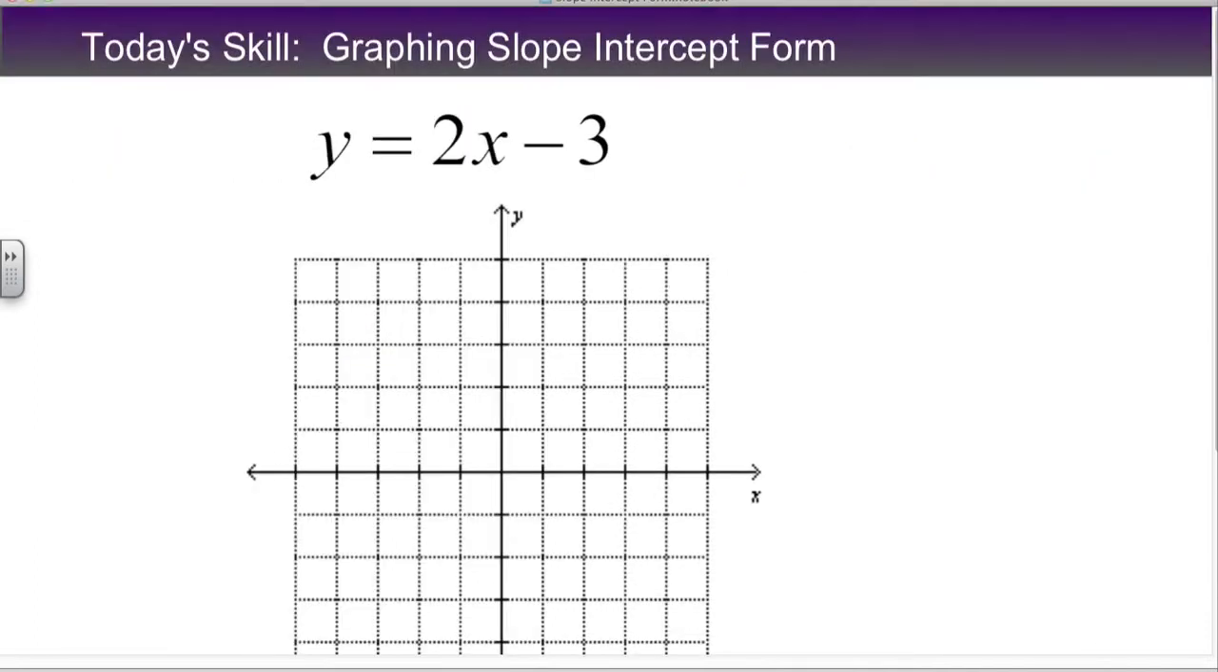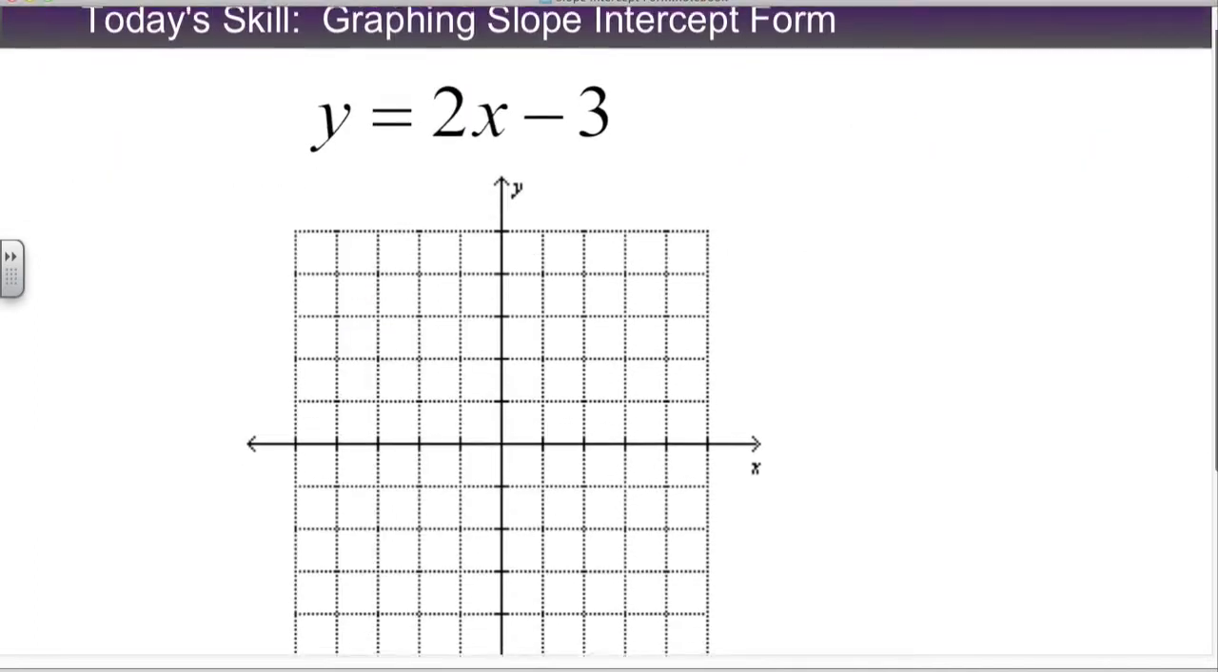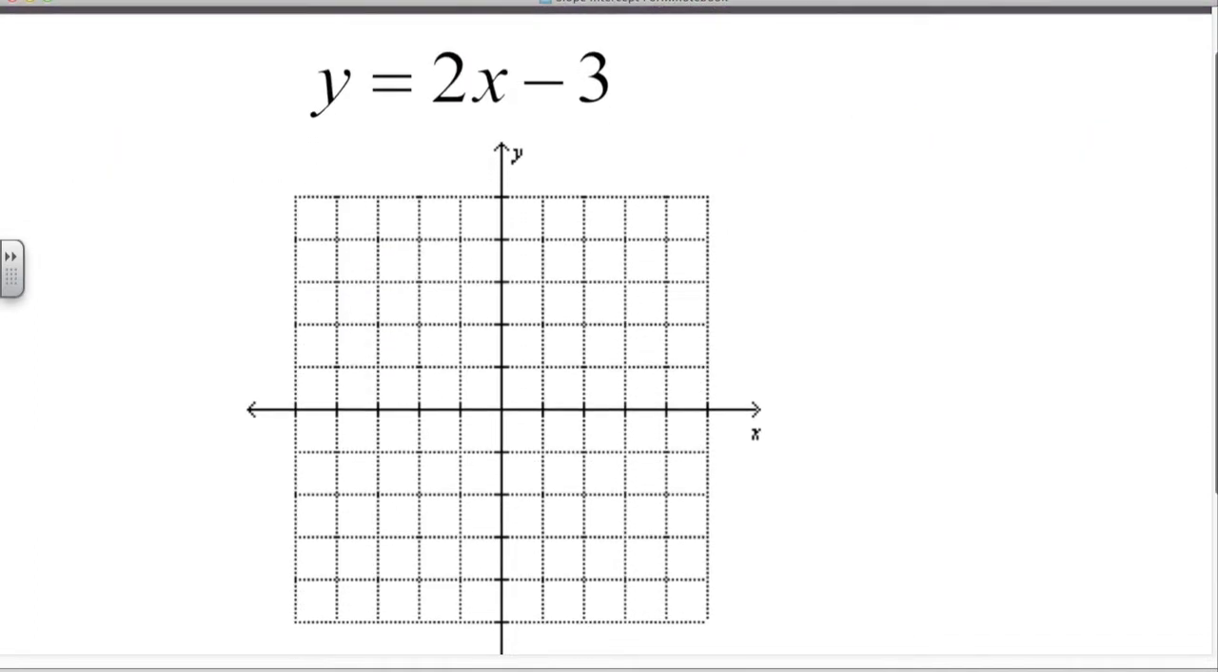Okay, so let's do another example together. If we think about this in the form of y = mx + b, the equation is y = 2x - 3. So in this case, b is equal to -3 and m is equal to 2.